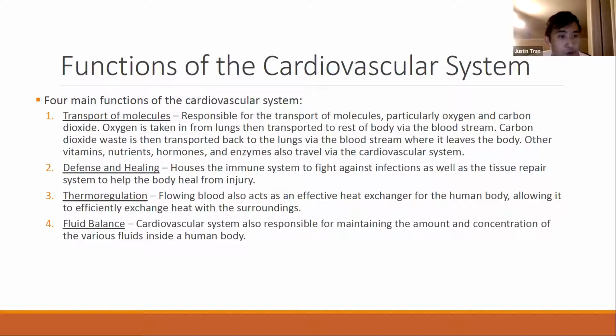Right. And so the fourth function, which is also an important one, is it helps keep the balance of fluids in your body as well. Right. And so it can also transport fluids or water from one part of your body to the next. And that helps with regulating the bodily functions as well. Right? And so these are the four main functions of the cardiovascular system. And so you can see they're all extremely important to your body. And so that's why proper maintenance of the cardiovascular system is super important for your overall health. Any questions on this so far?